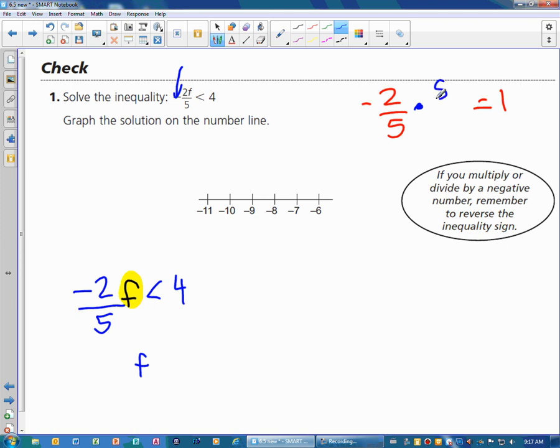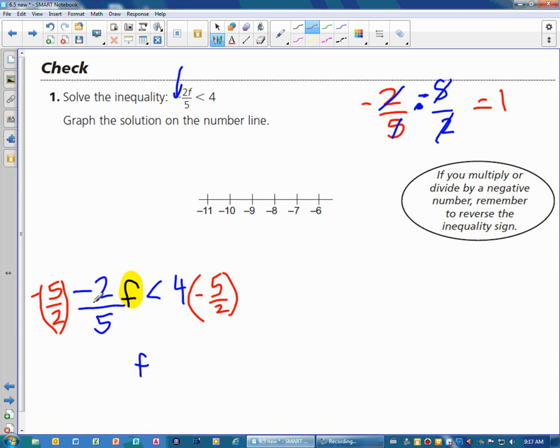I need a 5 on the top. How do I get rid of that 2 on the top? I need a 2 on the bottom. How do I get rid of that negative? This needs to be negative, because negative times negative is positive. The 5's cancel, the 2's cancel. So because it's negative 2/5, I need to multiply by negative 5 over 2. If I do it to one side, I have to do it to the other.